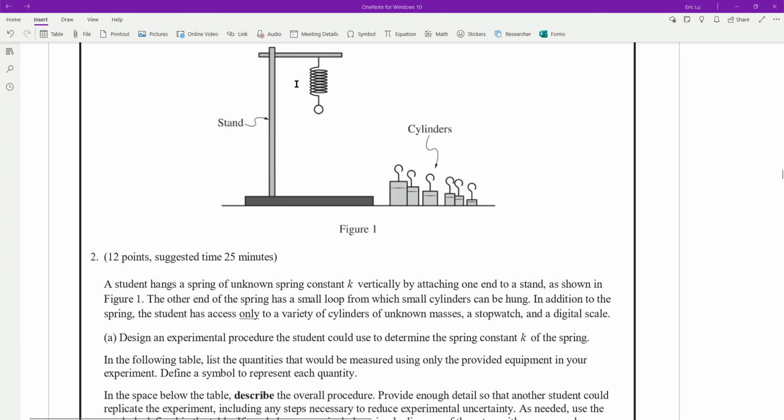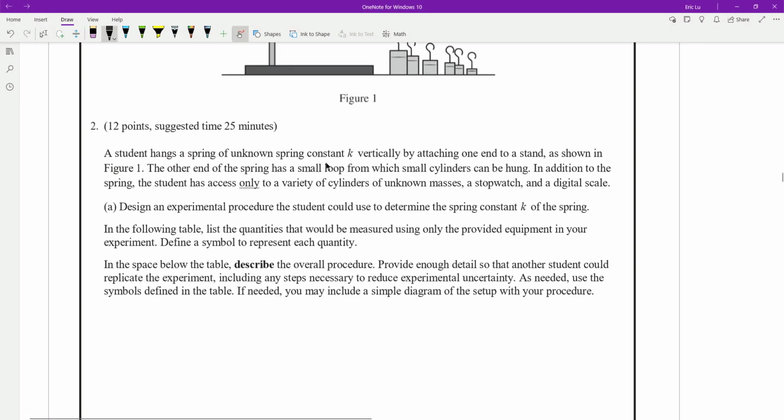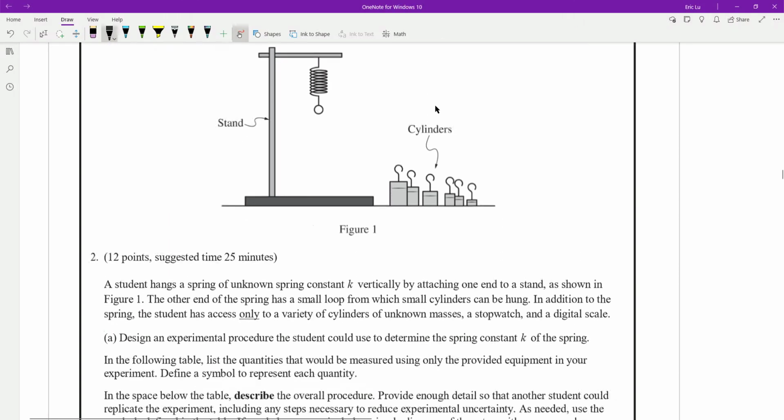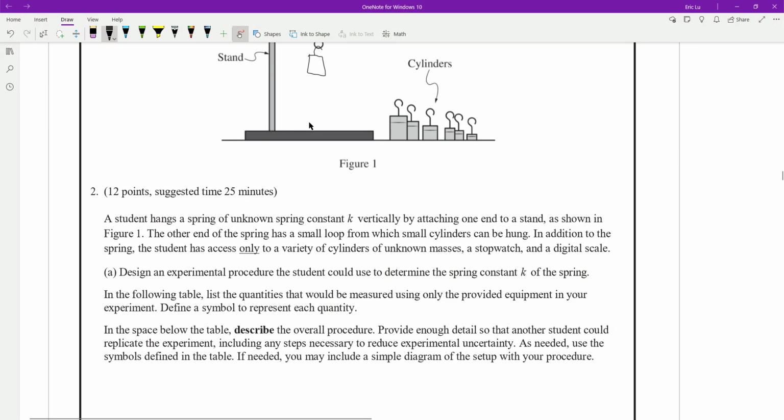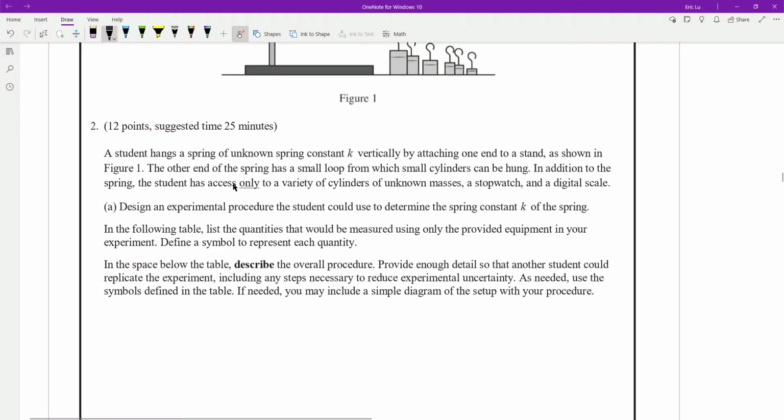So over here we have a student who hangs a spring of unknown mass and spring constant k vertically by attaching one end to a stand, as shown in figure 1. The other end of the spring has a small loop in which small cylinders can be hung. So as you can see, the hook goes over the loop and the cylinders can be hung over it like so. In addition, the student only has a variety of cylinders of unknown masses, a stopwatch, and a digital scale.